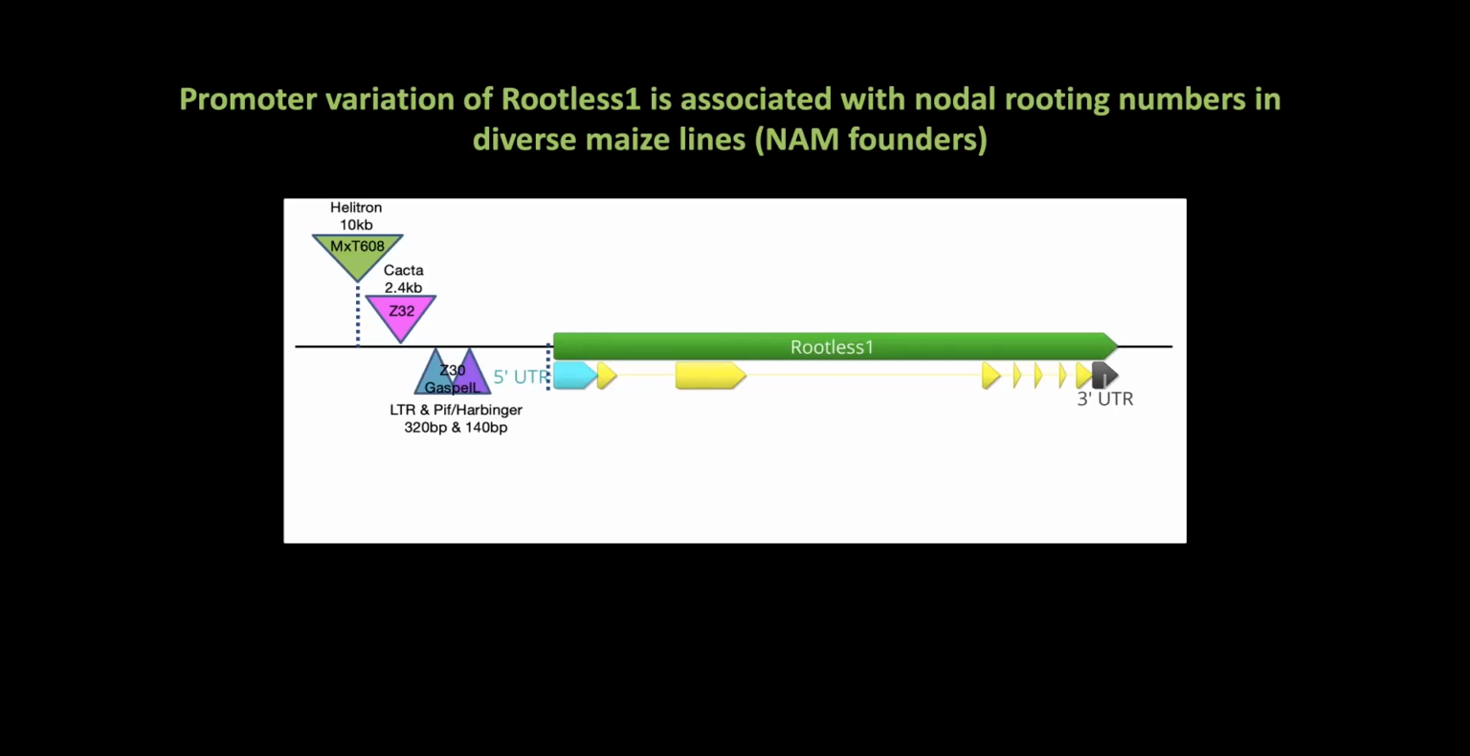these lines have more than the typical number of nodal roots. These lines, Z30 and Gaspé Flint, are two totally separate lines. This is a teosinte, and this is this weird little inbred maize line. They have the exact same PIF harbinger transposons here, and they both have low nodal roots. So we're trying to associate promoter variation with nodal root phenotype. Is this just a weird thing in just a few backgrounds, or is this maybe a genetic regulator, a tuning knob of nodal rooting?